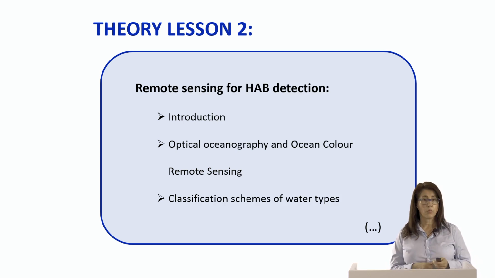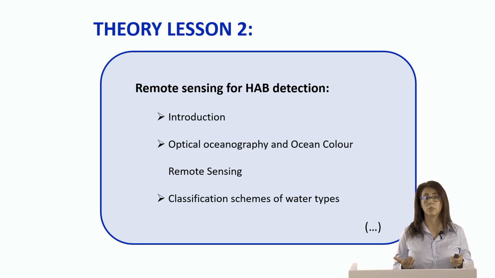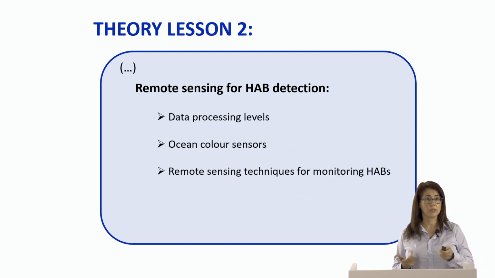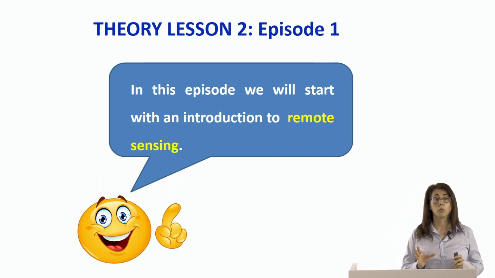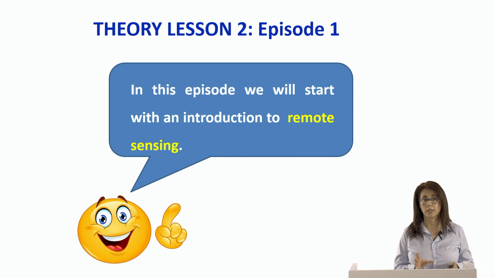So we're going to start with a brief introduction. Then we are going to see the principles of optical oceanography and ocean color remote sensing. We will see the classification schemes of water types. Then we're going to see which data processing levels we can access for remote sensing data. We're going to have an overview of the main ocean color sensors, and we will finish with some remote sensing techniques for monitoring HABs. In this first episode, we will start with an introduction to remote sensing.